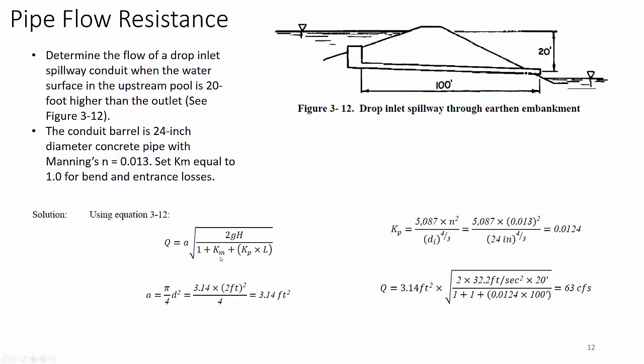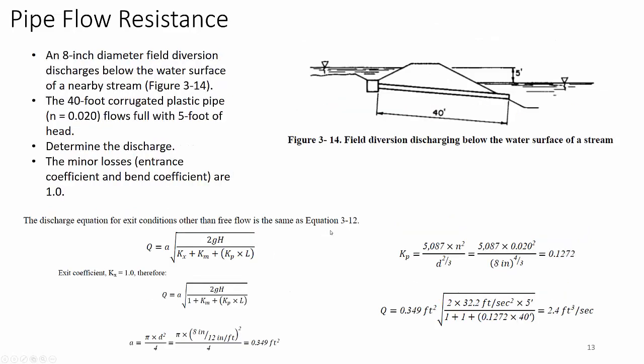Km we've set as 1 because that's just the loss due to the 90-degree curve. Kp then is the pipe losses. So we have our equation for pipe losses, and we put Manning's n in, and we have a diameter in inches to the 4/3, and that gives us 0.0124. And so now Q in the outlet is calculated as 63 cubic feet per second. That's just pretty darn cool, isn't it? That we can calculate the flow of water out under this circumstance. That's the power of engineering design. You can make this thing flow the way you want it to flow by changing these parameters.